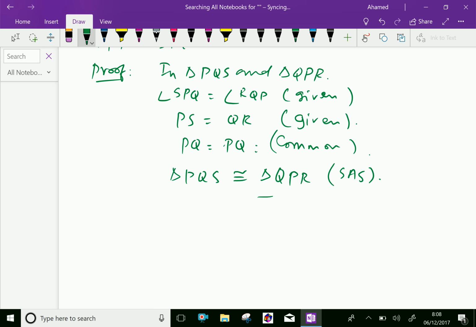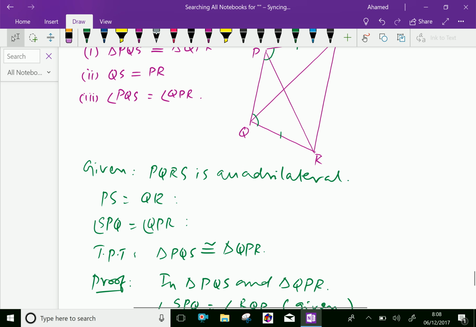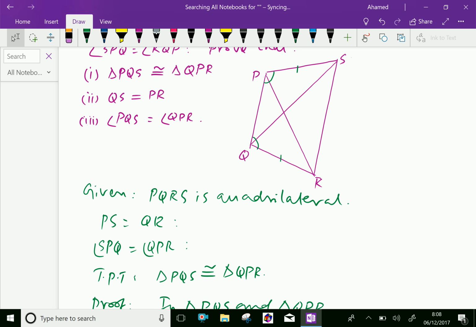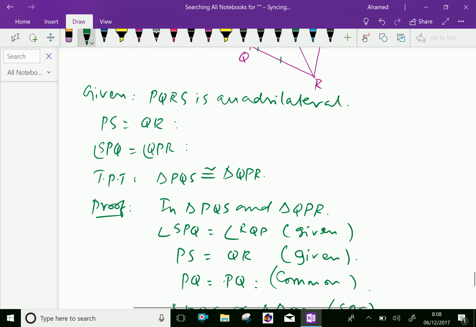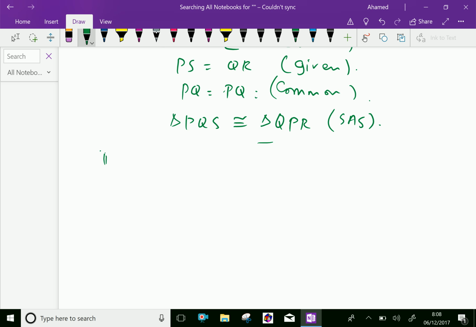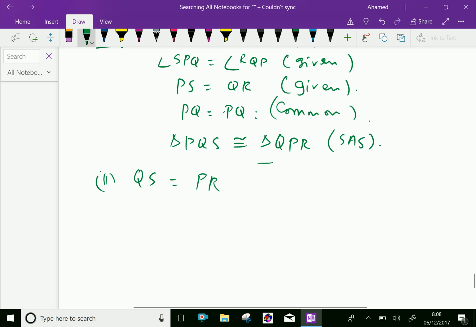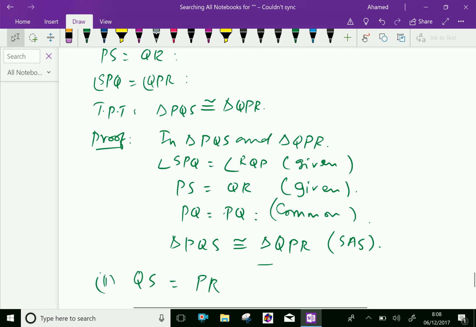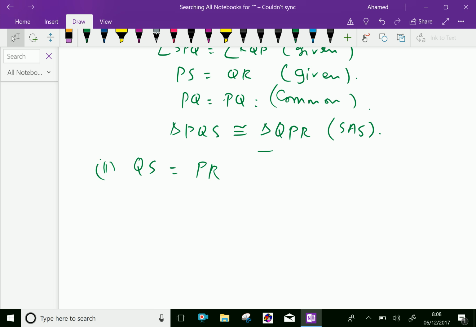Now, the second part we have to prove: QS equals PR. Directly we can say that side QS equals PR, since this is a part of the congruent triangles, which means CPCTC. CPCTC means corresponding parts of congruent triangles are congruent. So QS equals PR follows from the congruence of the triangles.